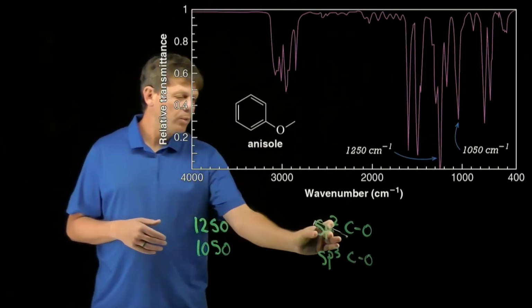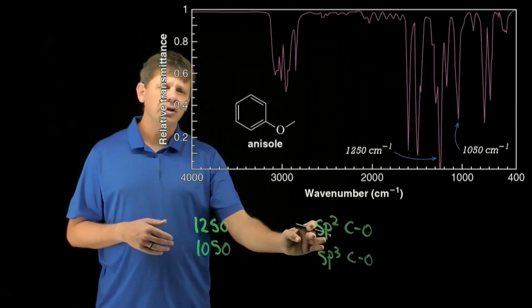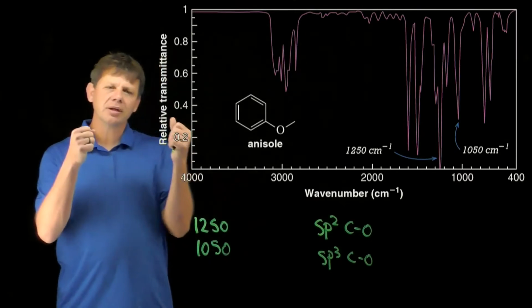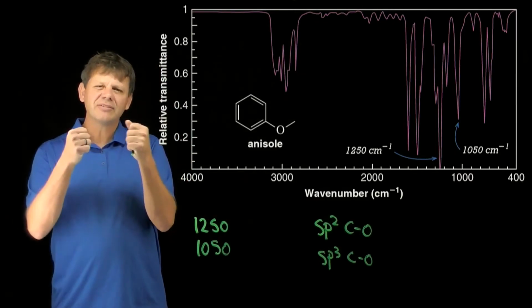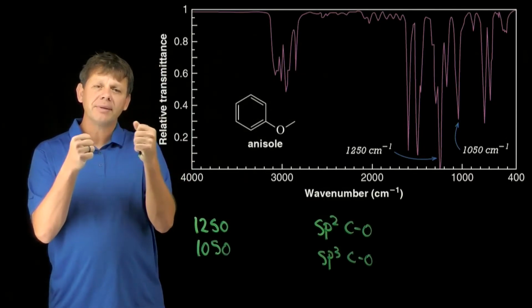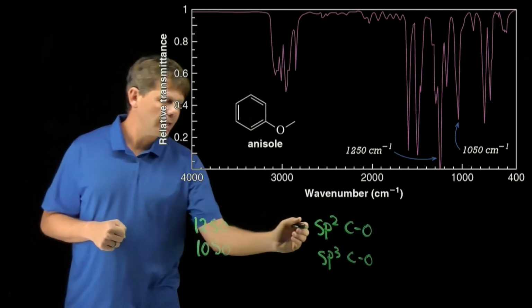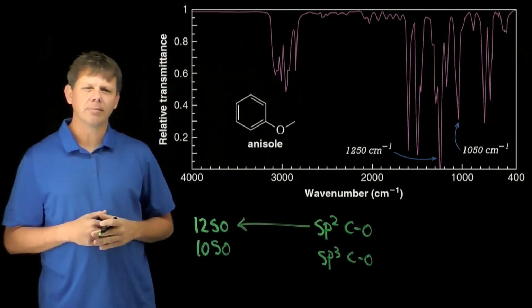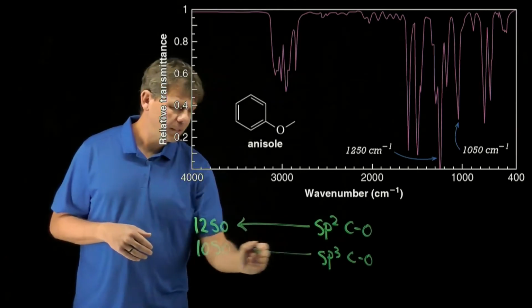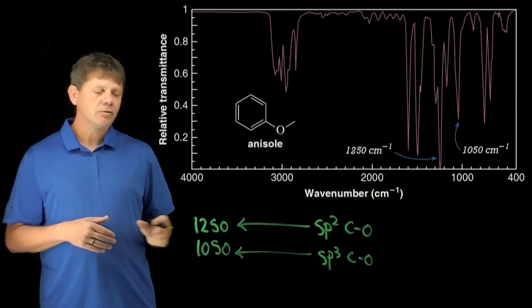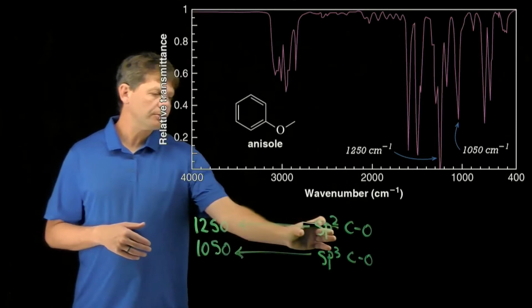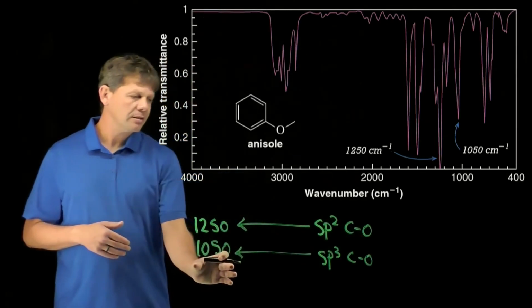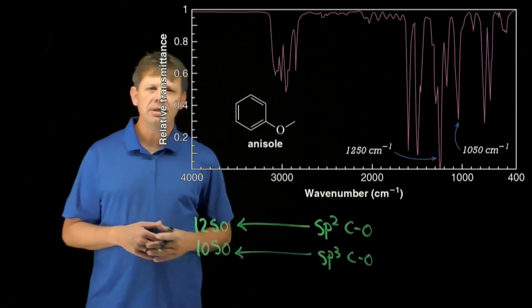Well, we know that with sp2 hybridized bonds, there's going to be more s character. That bond is going to be held closer to the nucleus. It's going to be a slightly shorter bond. As a shorter bond, it's going to vibrate at a higher wave number. The longer bond vibrates at the lower wave number. So the 1250 reciprocal centimeters is the sp2 CO, 1050 is the sp3 CO.